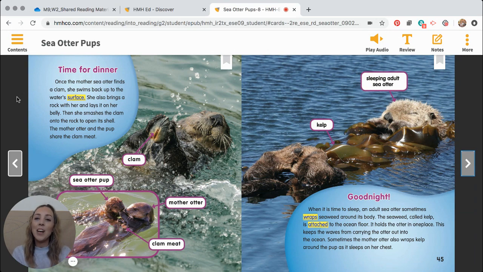Excellent. She also brings a rock with her and lays it on her belly. Then she smashes the clam onto the rock to open its shell. The mother otter and the pup share the clam meat.